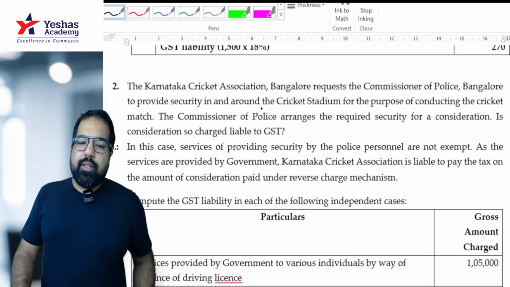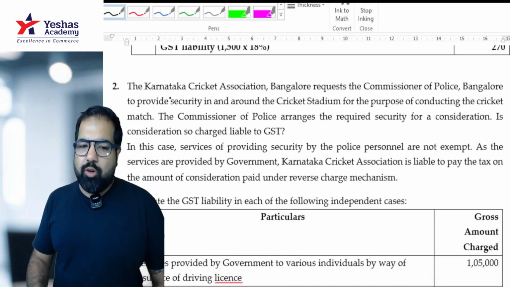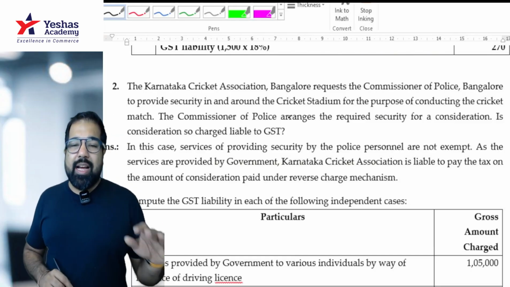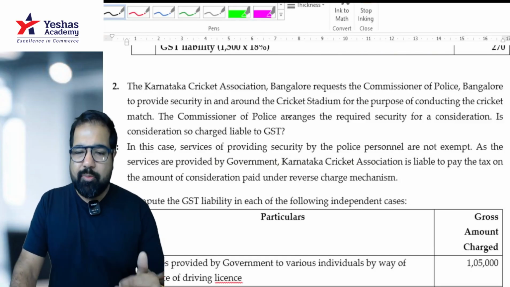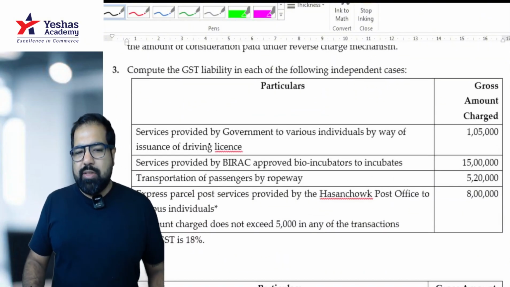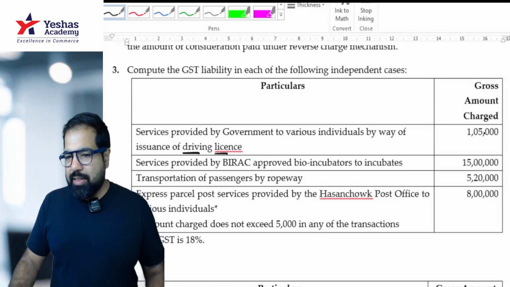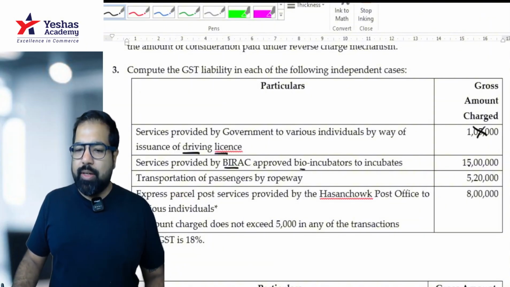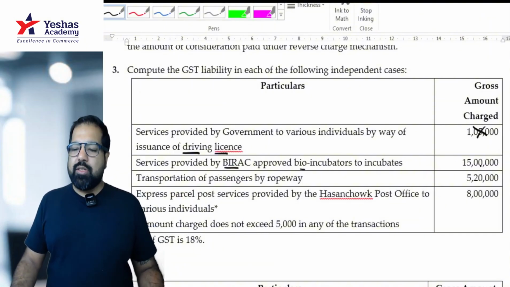The Karnataka Cricket Association requests the Commissioner of Police Bangalore to provide security in and around the cricket stadium for the purpose of conducting the cricket match. Guys, all this is taxable. The government says even if police officers are deputed, we are doing you some service, so this will be taxable. Services provided by the government to various individuals by way of issuance of a driving license, this is not taxable, this is exempt. Services provided by BIRAC approved bio incubators to incubatees. Guys, this we have not spoken about, but this is also exempt.